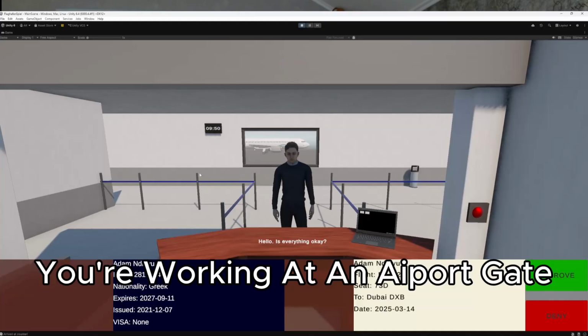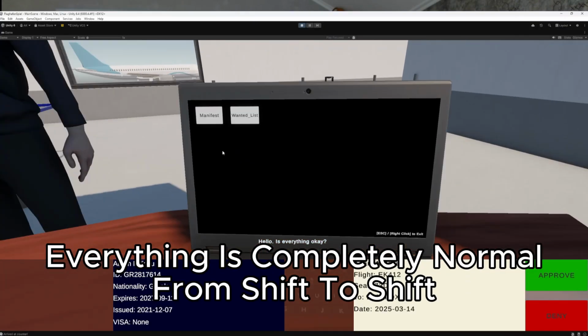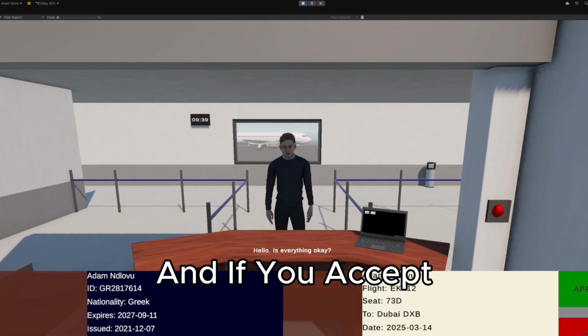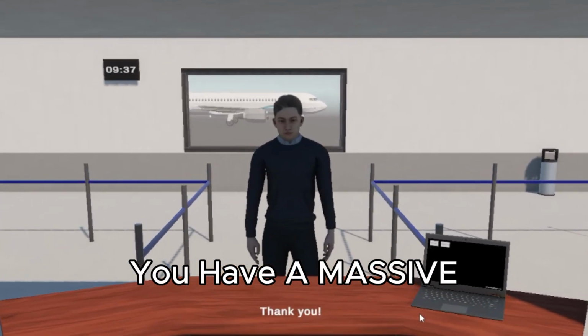Imagine this, you're working at an airport gate, everything is completely normal from shift to shift until it isn't. And if you accept the wrong passenger, you have a massive problem.